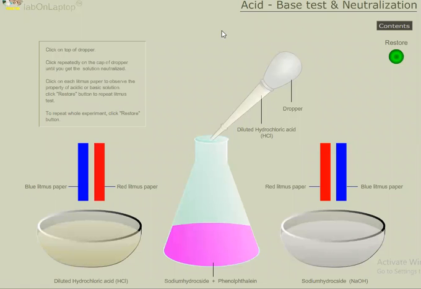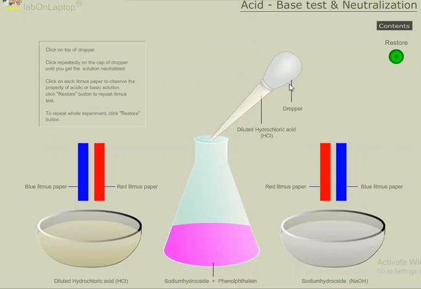In this video, we are going to do an activity which is acid-base test and a neutralization reaction. How to identify acid solution and base solution with the help of litmus paper, and what is neutralization reaction. So here you can see what are the materials required.